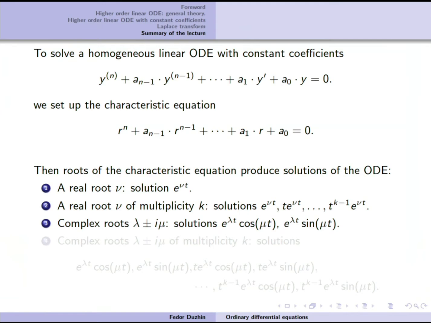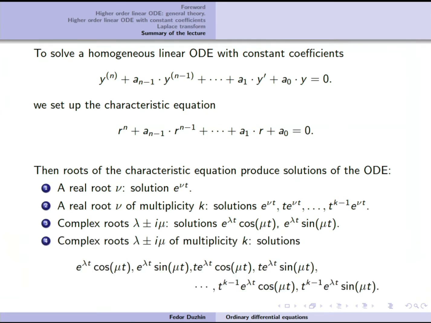A pair of complex conjugate roots is going to give us two solutions, one with sine and the other one with cosine. Sine wave and cosine wave. And if they have a higher multiplicity, then we need to multiply by t, t squared, and so on up to t to the k minus 1.